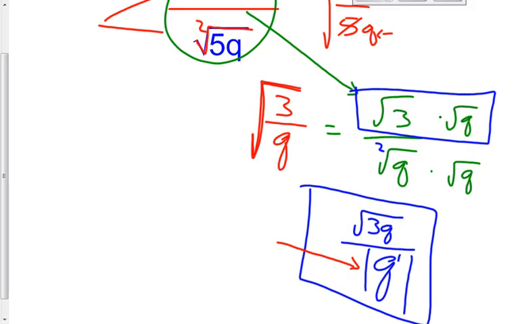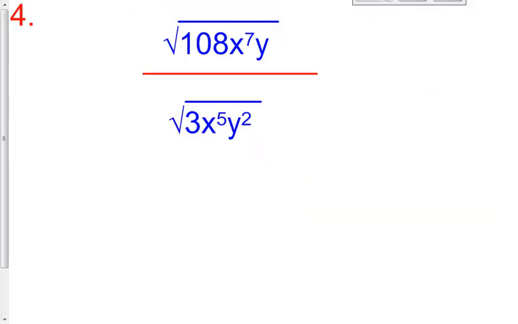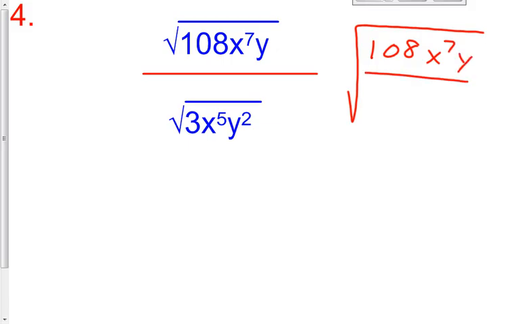I'm just going to assume that you understand that rule, and so from now on, you won't see me write that down anymore. So now, let's try number 4. Why don't you guys try number 4 on your own, and then pause the video, afterwards start it up again, and check your work with mine. So for number 4, hopefully you remembered, let's put everything under one big radical. 108 x to the 7th y divided by 3 x to the 5th y squared.